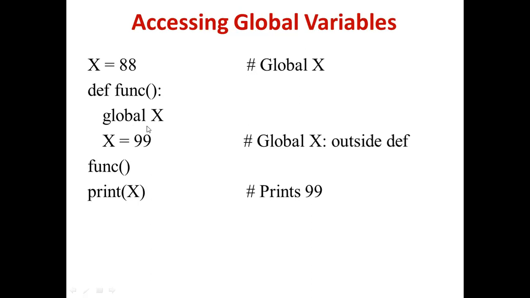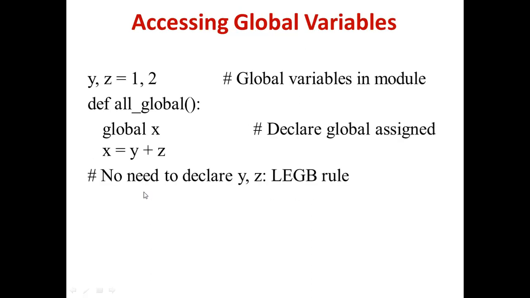Whatever we have assigned inside this block will be acting as a global value. Even though we already initialized it in the beginning, inside my local scope I have declared it as global. So that will be my final one. That's the reason why it's printing 99. And also you'll see how we are accessing the global variables.